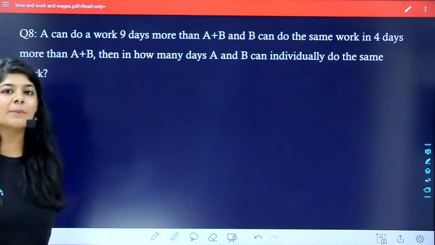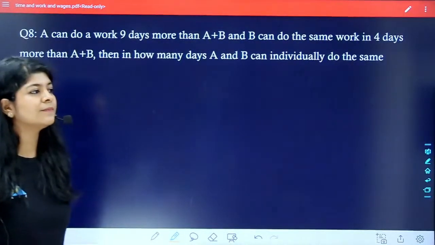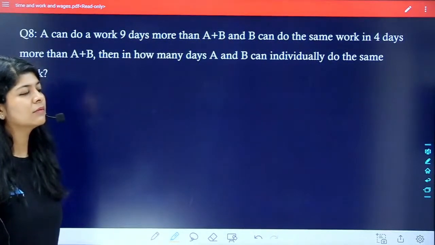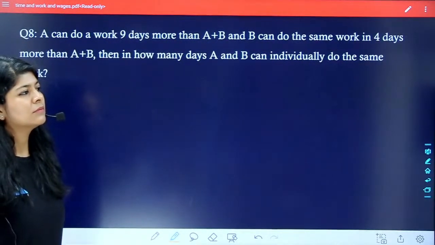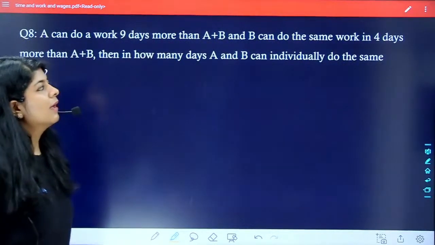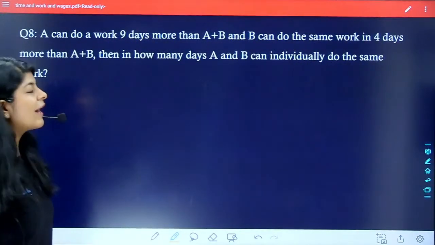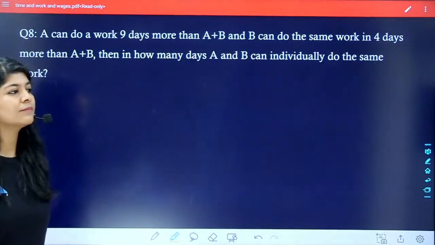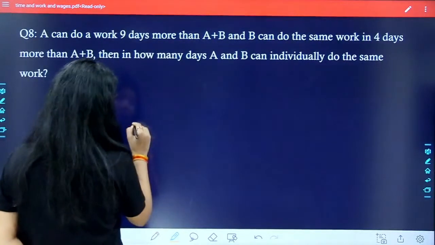This is a similar type of question, and we have to apply the same concept in this question as well. But this time what we have to find out is the number of days required by A and B individually. So again we'll draw the same pattern.